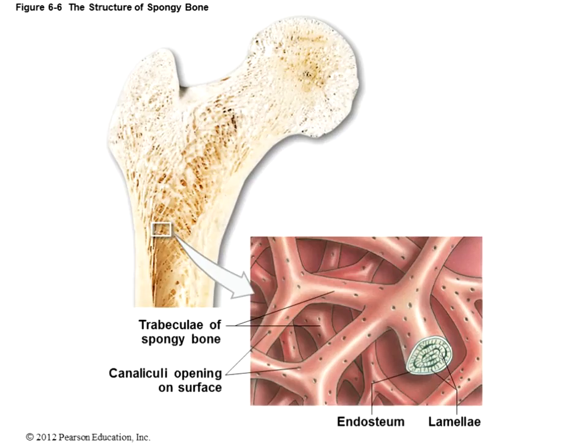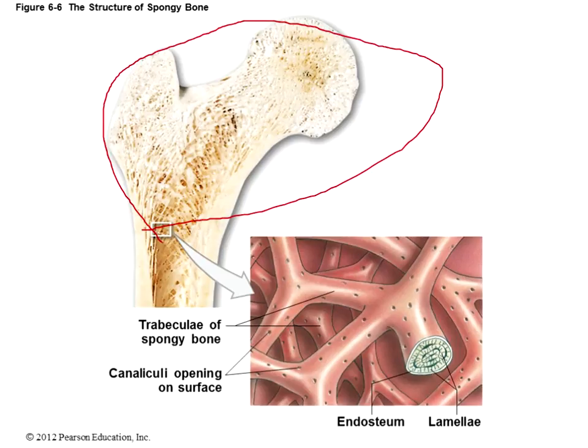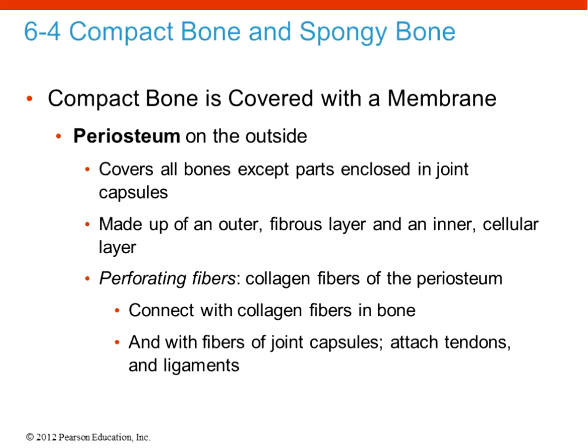So trabeculae is not having the blood vessels, and here's a nice shot where you can see the spongy bone, which again typically is found in the epiphyses of long bones, is often where you'll see spongy bone.